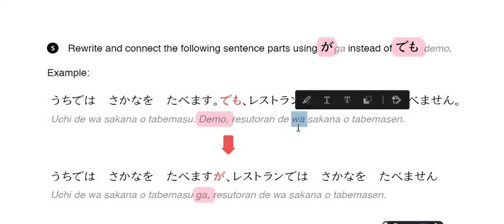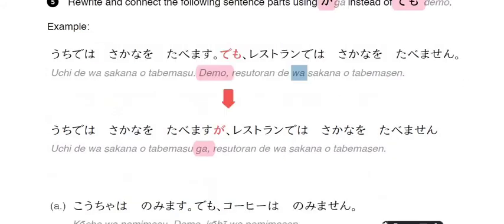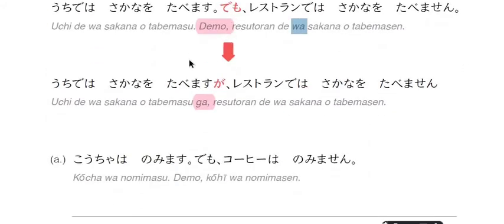So if you have to join them, you are going to use the particle wa. So together it becomes Uchi de wa sakana o tabemasu. Demo restaurant de wa sakana o tabemasen. Okay. So I'm going to replace this demo with ga. So what will be the difference? Ga is also a conjunction marking contrast. So it can be said that ga also acts as but or however. But the difference is the pause which you take.